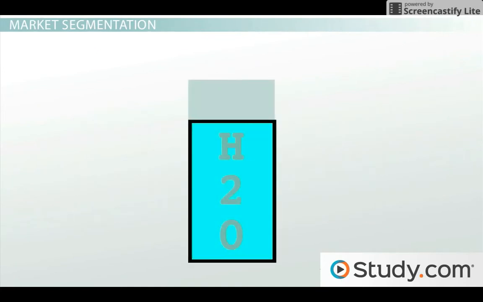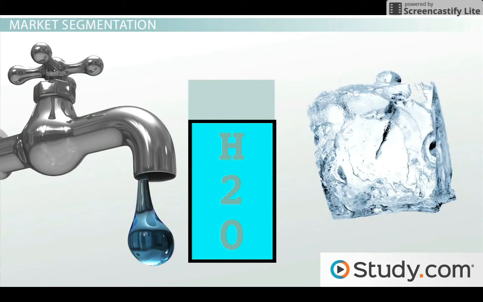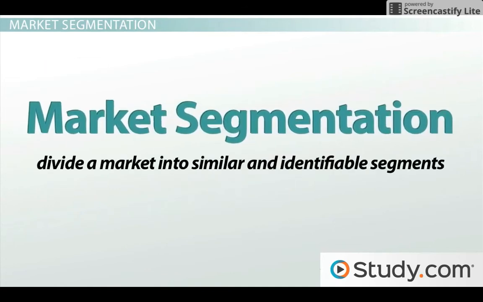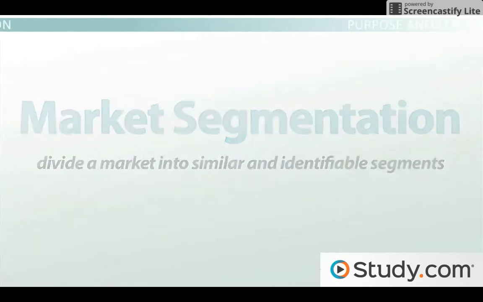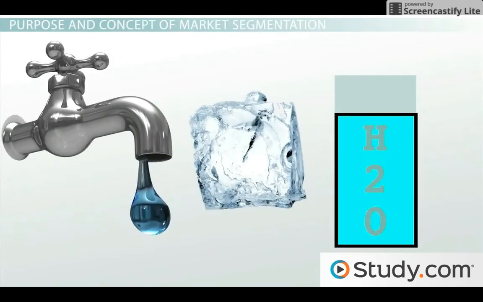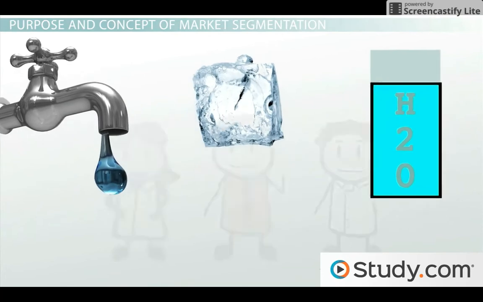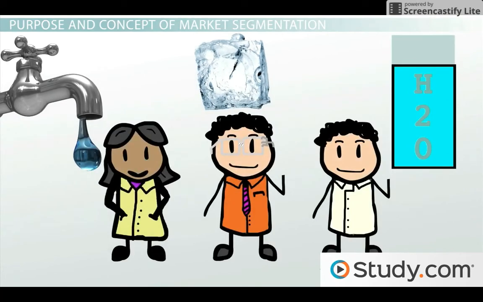Everyone needs water to drink, but does everyone need bottled water? For companies to successfully reach their precise customer, they need to divide a market into similar and identifiable segments through market segmentation. The main reason companies divide markets into identifiable groups is so that the marketing team can create a custom marketing mix for the specific group.